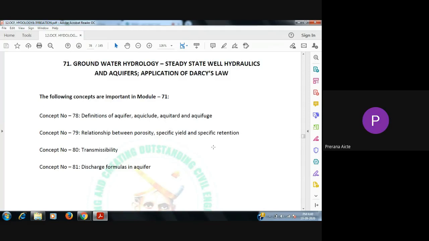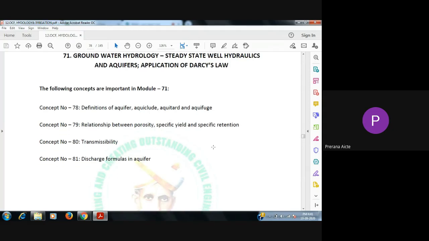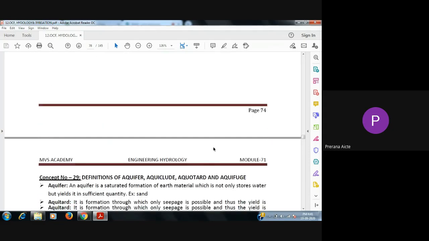So now today we'll discuss groundwater hydrology. This topic may also help you to write the university examinations with full marks. So what are the concepts? We know the definitions of aquifer, aquiclude, aquitard, aquifuge. Then the relationship between porosity, specific yield, and specific retention. Then transmissibility, coefficient of transmissivity, etc. Then discharge formulas in aquifers, so discharge in a confined aquifer and unconfined aquifer.